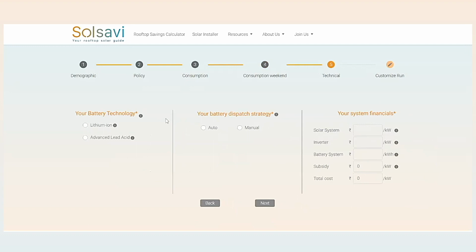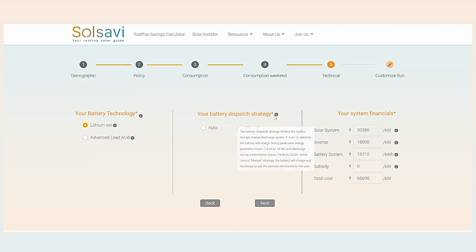To select a battery technology, we have two battery technologies to select from: the lithium-ion battery technology as well as the advanced lead-acid battery technology. The lithium-ion details of depth of discharge as well as cycle life are given in the I buttons, and the same for the advanced lead-acid. For this case, I select the lithium-ion battery technology and proceed to define my dispatch strategy.